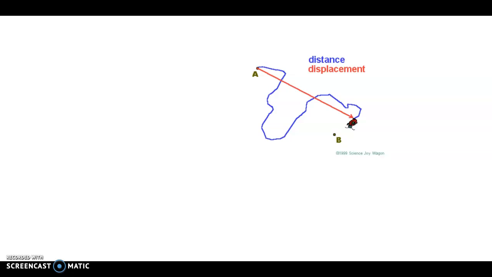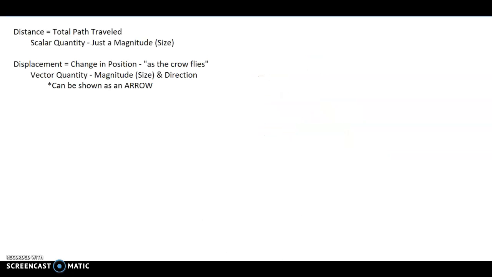One common way that displacement is referred to is as the crow flies. If this was a bug and it wanted to get from point A to point B, it doesn't have to crawl on the ground and follow a path, right? It can go directly from point A to point B if it flies there, right? So there's a common phrase, as the crow flies. I want you to think displacement when you're doing that.